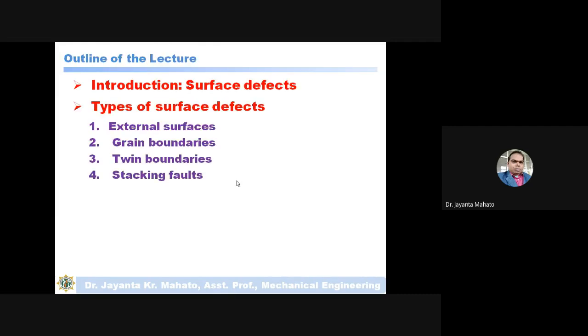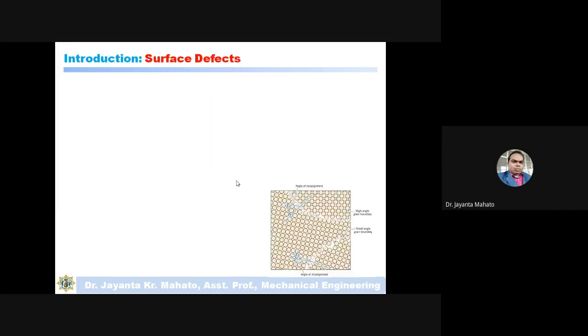So first, what is surface defects. So how will surface defects form? Just consider, this is actually a regular arrangement of atoms. Okay, so now this is one grain boundary, means this is one grain. Okay, and this is another grain, and this is another grain.